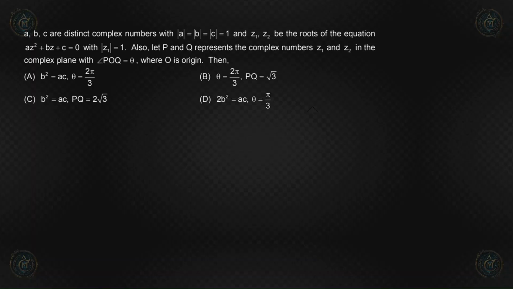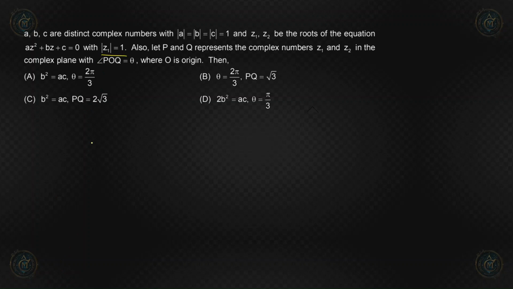In this video, we are going to discuss this problem from the chapter of complex numbers. Here it says A, B, C are distinct complex numbers, with mod of A equal to mod of B equal to mod of C equal to 1, and Z1 and Z2 be the roots of the equation AZ square plus BZ plus C equal to 0 with mod of Z1 equal to 1.